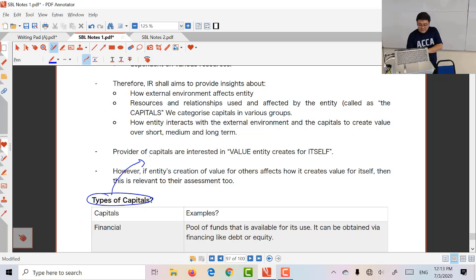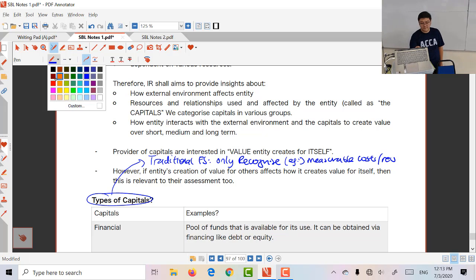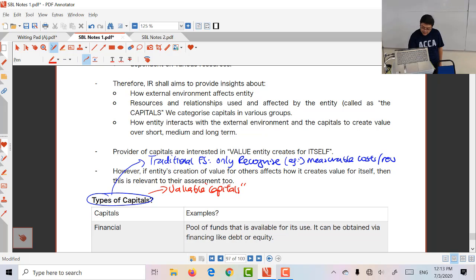So we must see that the traditional financial statement will only recognize, for example, the measurable cost or revenue. But there are a lot of valuable things, we call them capitals, and yet they cannot be included in your traditional financial report.